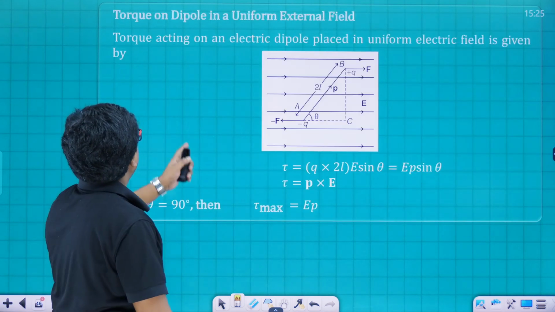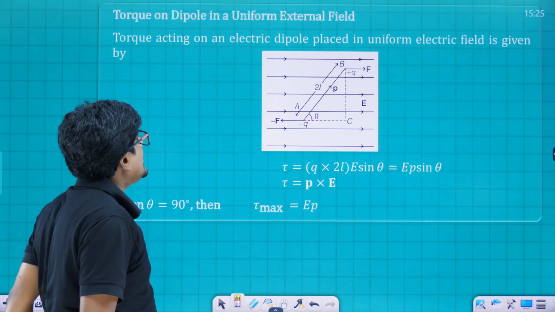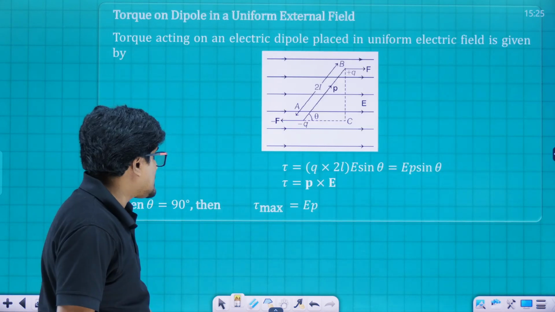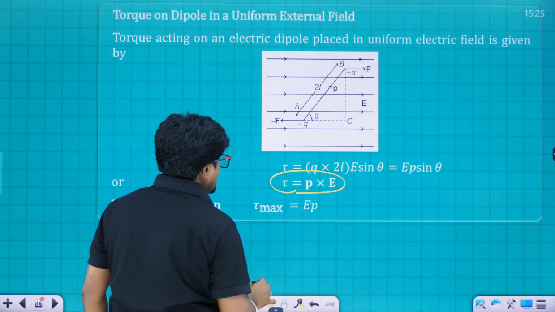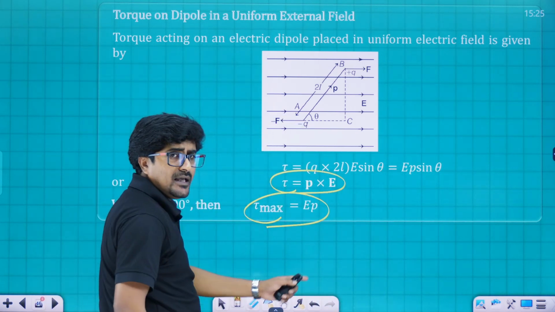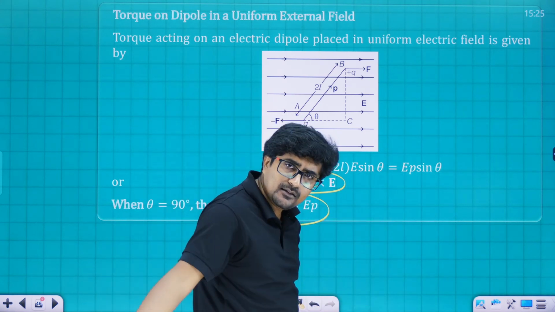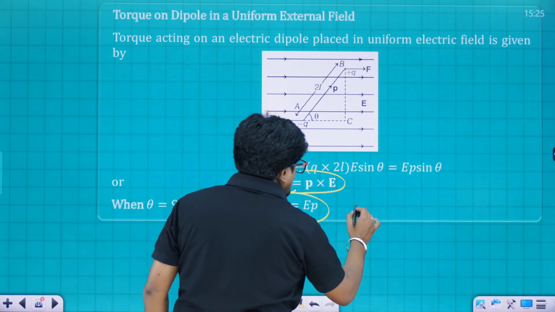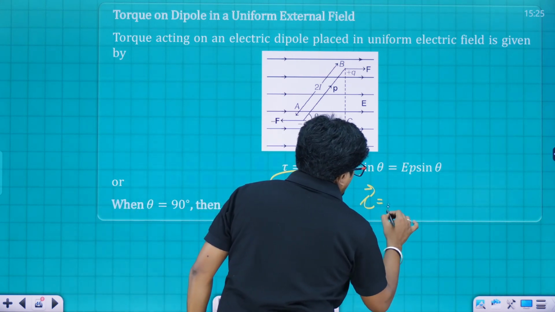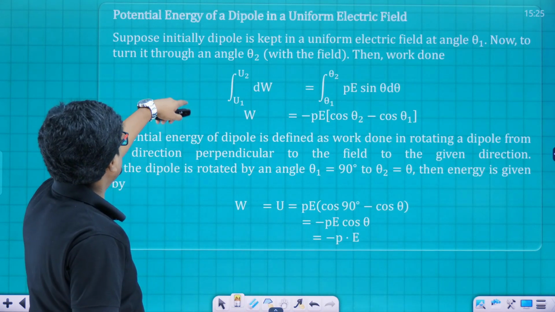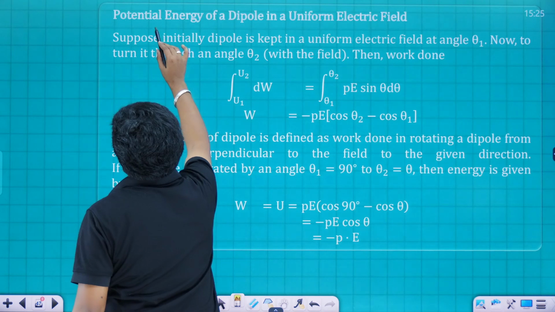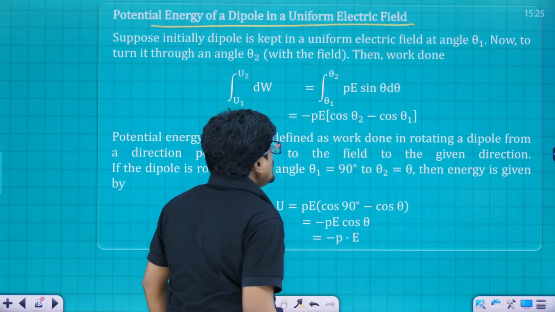Moving to the next, that is torque on a dipole in a uniform external electric field. The torque experienced is tau is equal to P cross E, and the maximum torque is P into E. It's nothing but the version of P sin theta, that's all. So the torque experienced, tau vector, is P cross E.